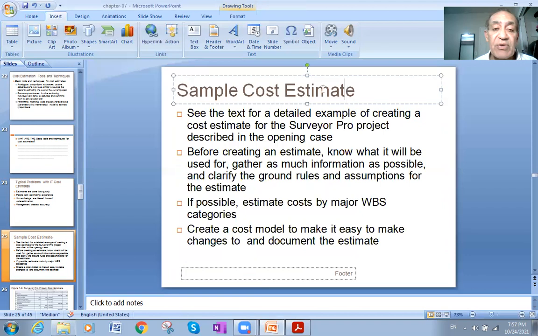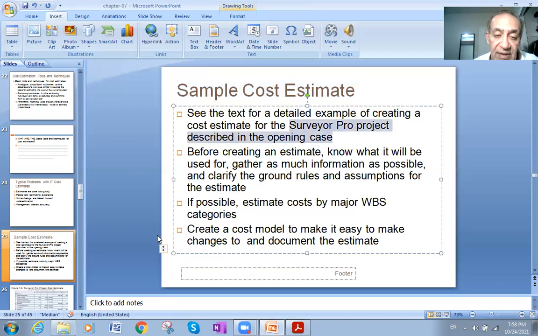We will have a sample cost estimate. We'll see how the estimation goes for the surveyor project, this one, just now. We'll see how we will estimate the costs for the project. Before that, I'm trying to cover the theoretical parts.